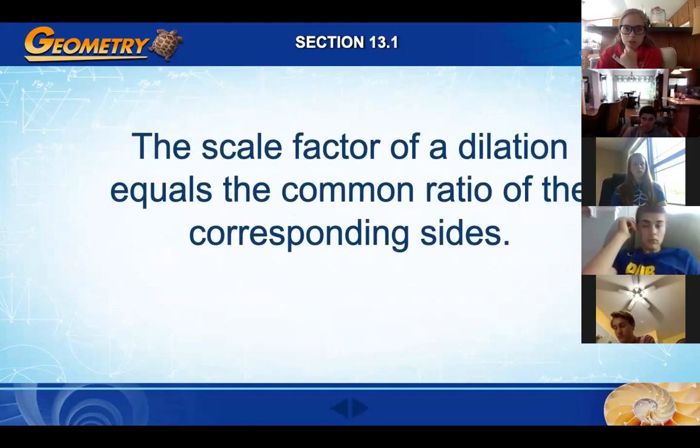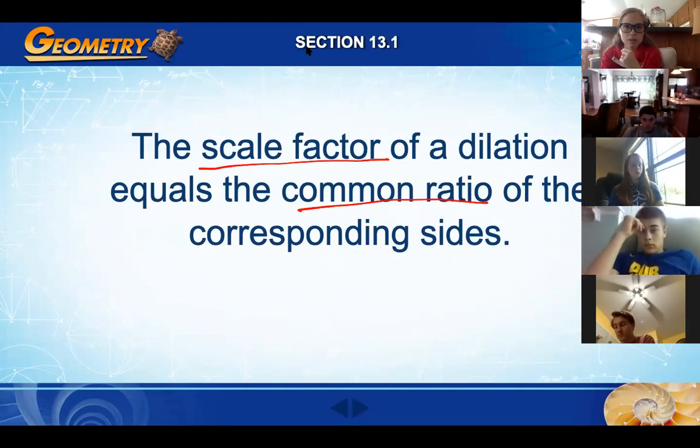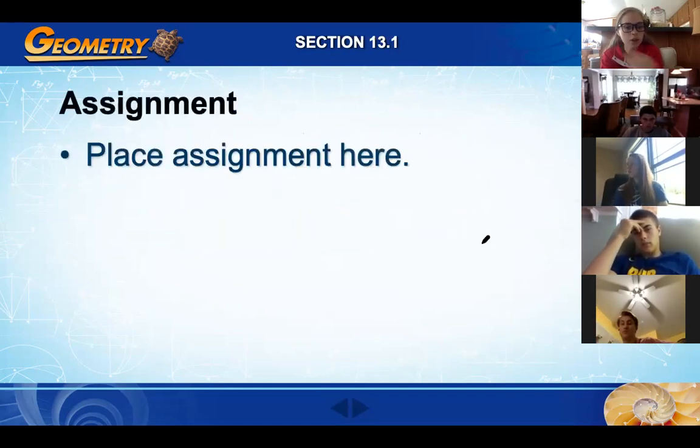The scale factor, that's just going to be the common ratio. The example we just did, the common ratio was 2, because that was what all the ratios reduced down to. So it was 2. All right, here we go.